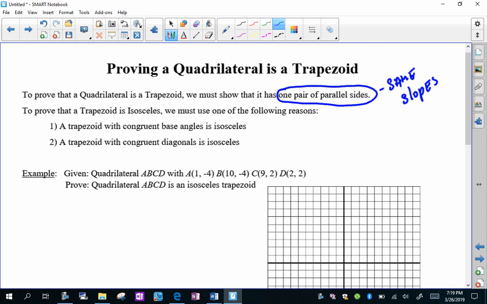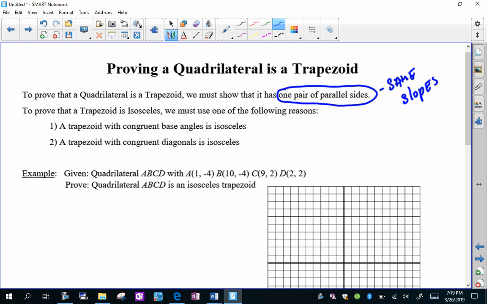Okay, it says to prove that a trapezoid is isosceles, we must use one of the following reasons. You don't have to do both, but one of the following. Number 1, a trapezoid with congruent base angles is isosceles. That's going to be a little difficult on the coordinate plane. And number 2, a trapezoid with congruent diagonals is isosceles. Now that one sets up better for us.